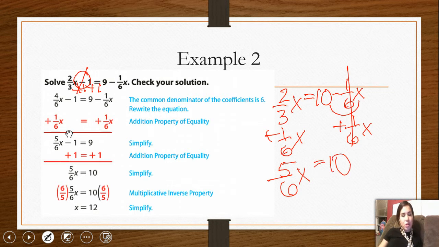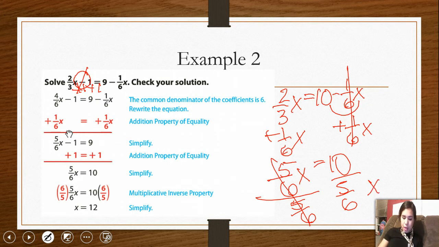Now it looks like the other equations that we've been doing. So right now, remember that the number in front of x is multiplying by the x. So to undo that, to do the opposite, we're going to divide both sides by 5/6. So my x is going to end up equaling 12. So my x is 12.